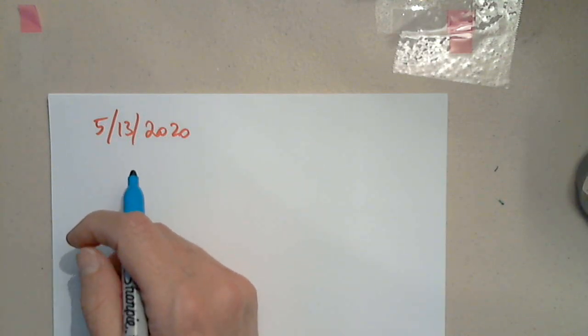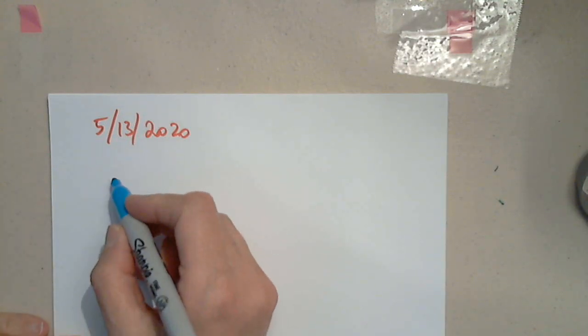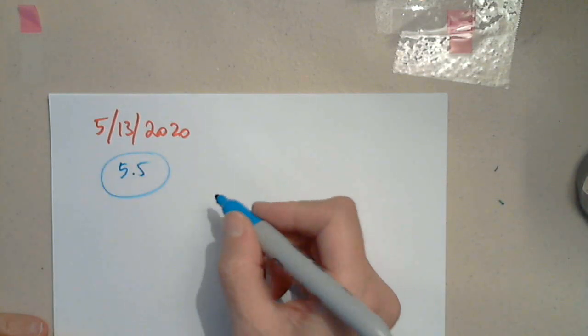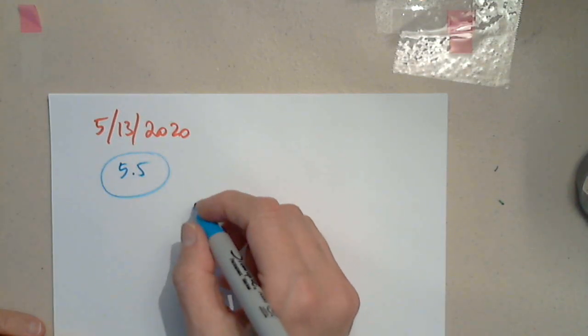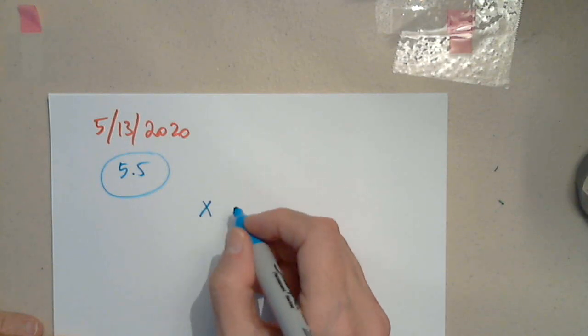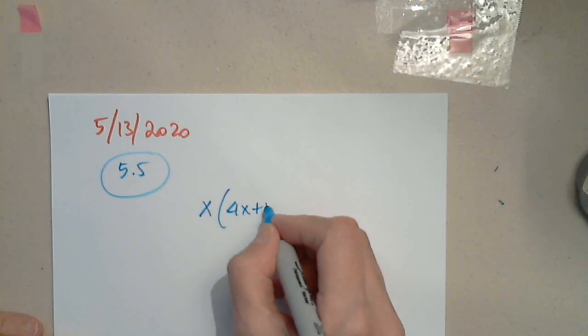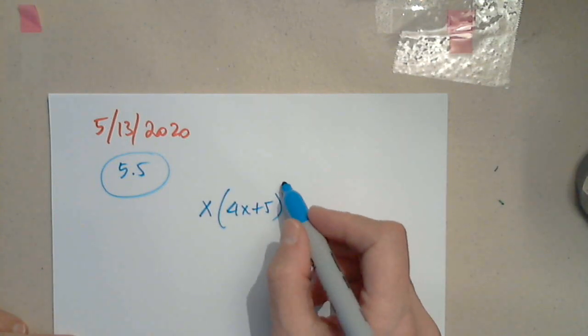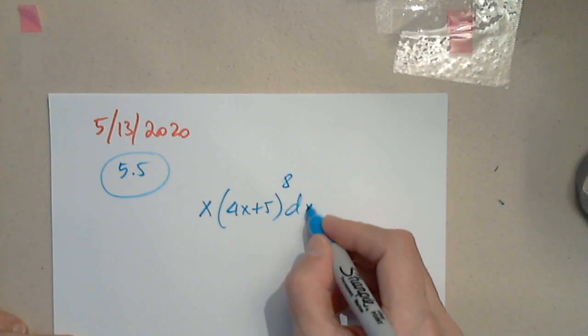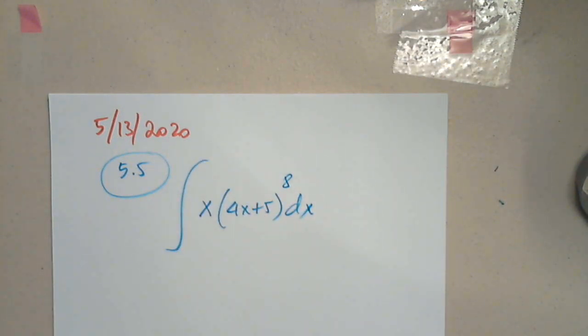Perfect. So it's from section 5.5. Yes, and it is the integral of x times (4x plus 5) to the 8th power dx. Yes, good. So I'm assuming this is an indefinite integral, correct, and we're asked to find basically the most general antiderivative.